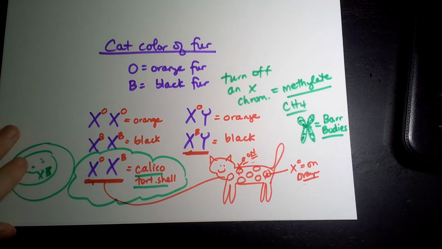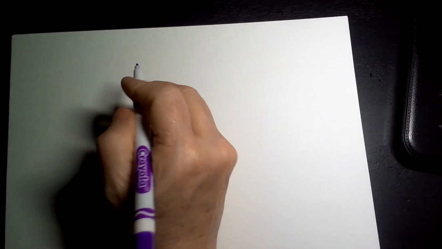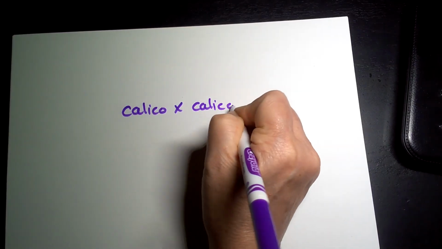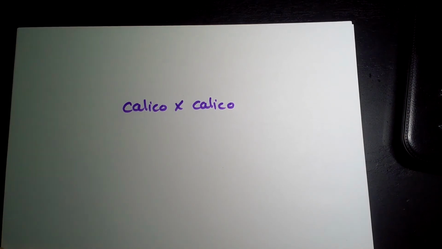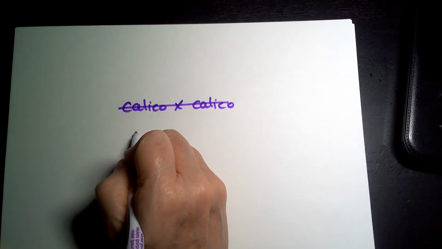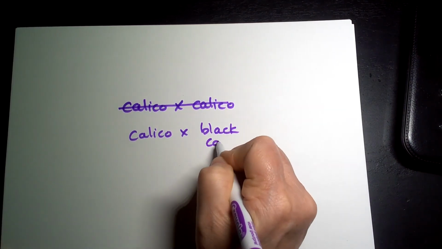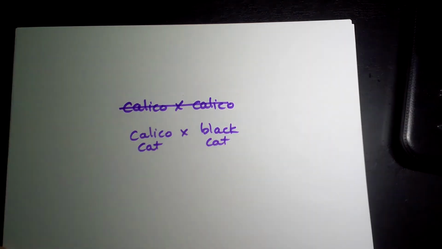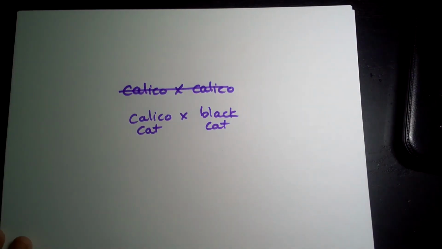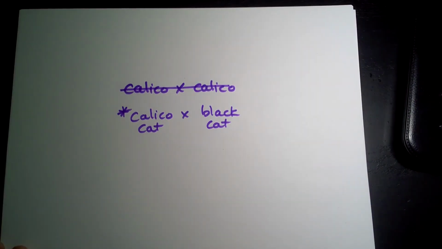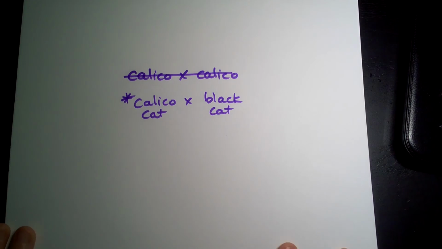Now, based on that, if I ask you to do a cross between a calico and a calico, the answer should be no cross, because that's two females, and two female cats cannot have a baby. But if I said do a calico times a black cat, you should not ask me which one's the girl and which one's the boy, because understanding the knowledge of sex-linked traits, you should know that the calico cat is female.